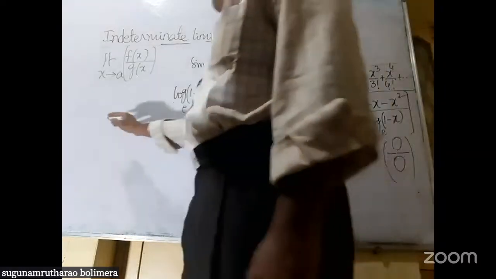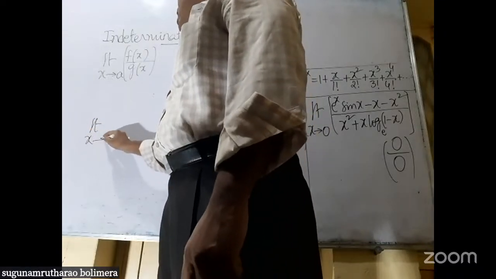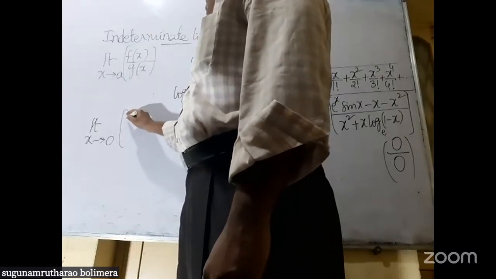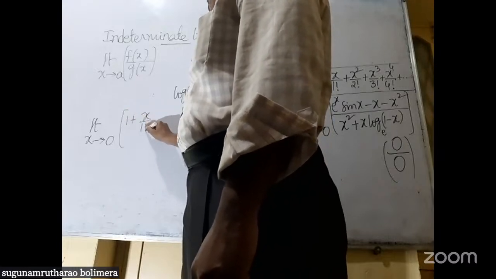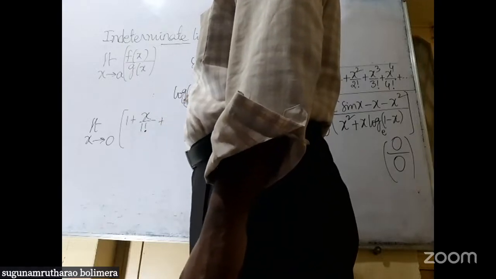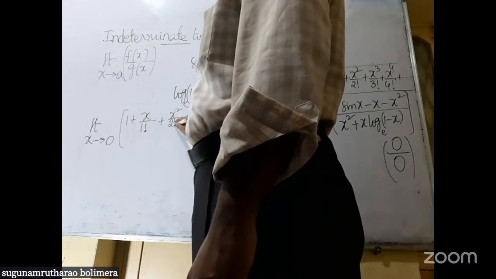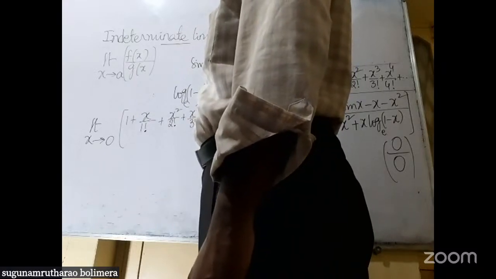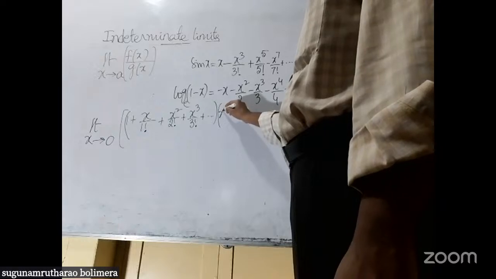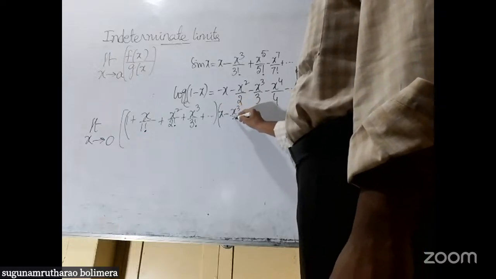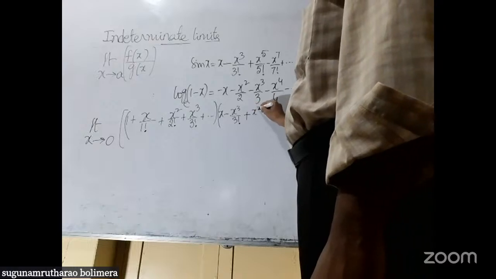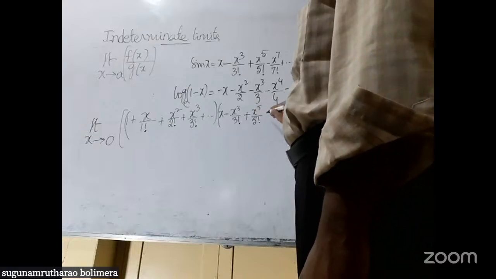So I'm substituting, x tends to 0. E power x expansion is 1 plus x by 1 factorial plus x square by 2 factorial plus x cubed by 3 factorial, and so on, multiplied with the sin x, which is x minus x cubed by 3 factorial plus x power 5 by 5 factorial, and so on, minus 1.